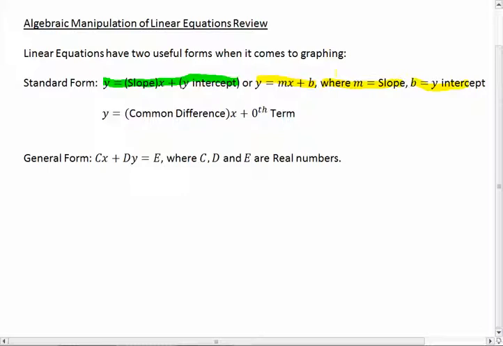Really, the green and the yellow are the same. All we do is instead of writing slope, we write m. Instead of writing y-intercept, we write b. And this one, the pink one, is really the only different one because this has to do with a table of values. Remember we said that slope is the same as common difference. And in this case here, this is something that you'll see in grade 9, is that the 0th term of a table of values is the same as the y-intercept.